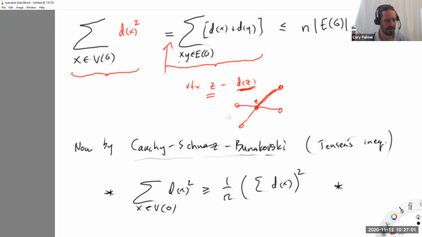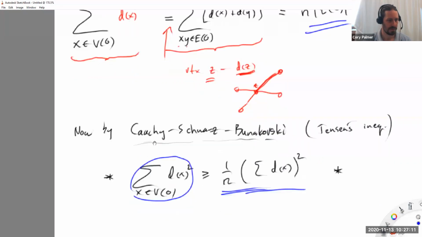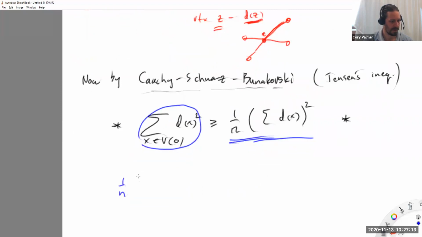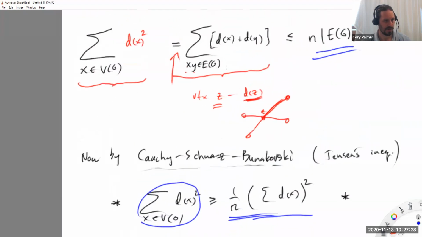Okay, so putting these things together, I'm just going to pull everything together: this guy here is bounded below by this and bounded above by this. So I've got 1 over n times the sum of d(x) squared, over all the vertices of G, and then this is bounded above by n times the number of edges of G. That's just putting those two things together with this guy who's in the middle, right?